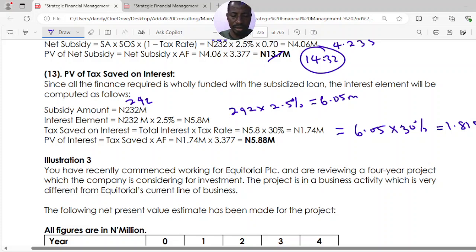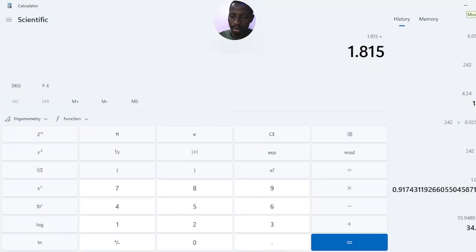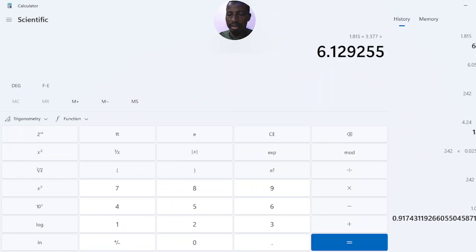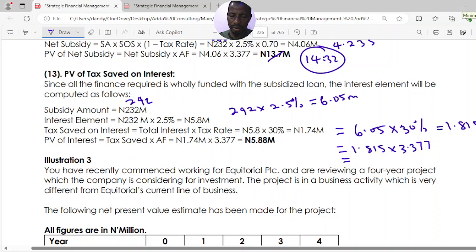Then the PV of interest. The PV of interest is tax saved multiplied by the annuity factor. So here it will be equal to 1.815 multiplied by 3.377. The final answer is 6.13. Here it is, 6.13, rounding 6 million. All right, so that's the final answer.